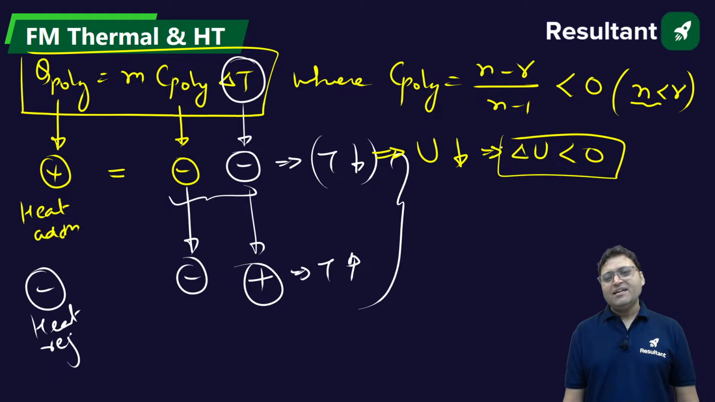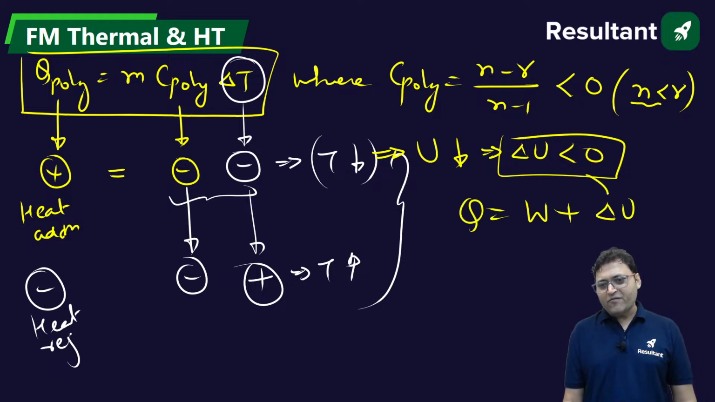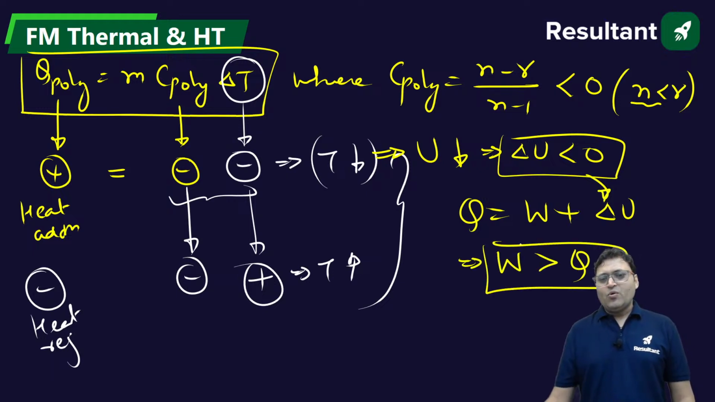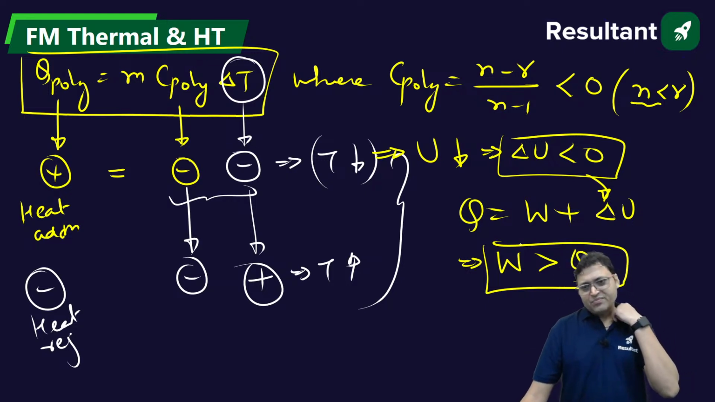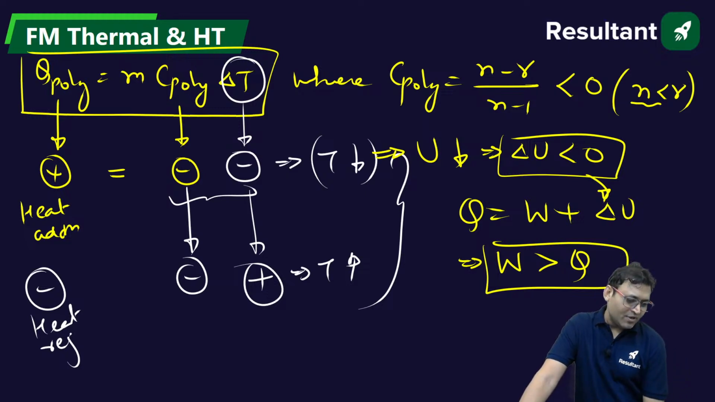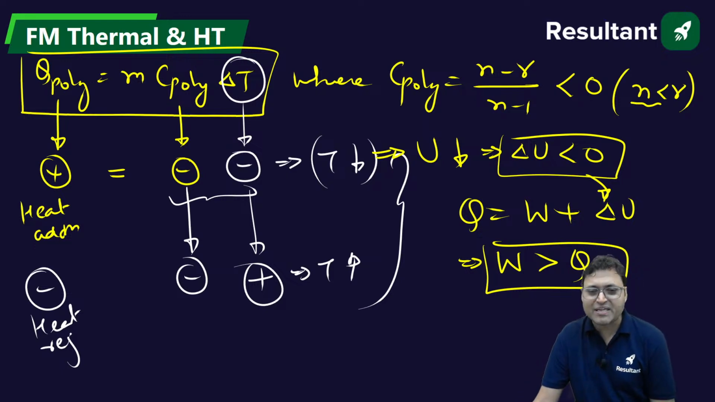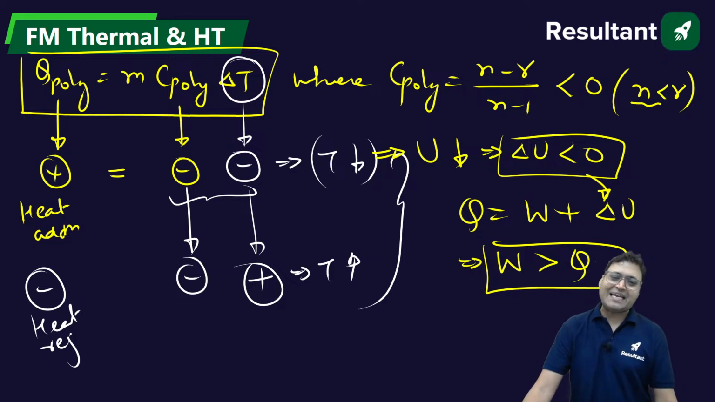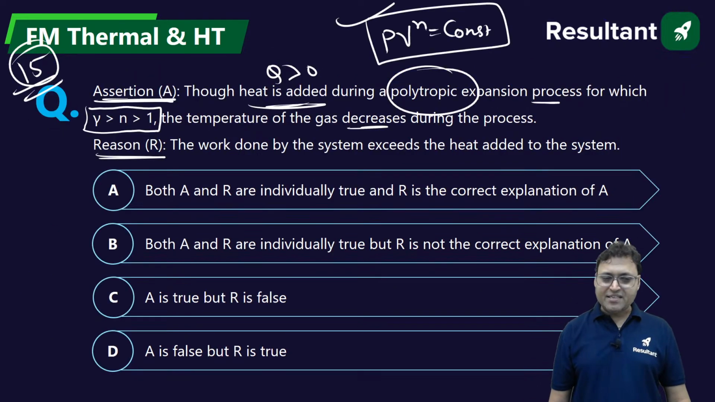If heat is added, there is a decrease in internal energy and Q is equal to W plus delta U. If delta U is negative, then definitely W is greater than Q. When heat is added to the system, the work done by the system will be greater than the heat addition. So the requirement of work done is not fulfilled just by the heat addition, so there is a decrease in internal energy. That is how we can justify that by adding heat, the temperature of the polytropic process is decreasing.